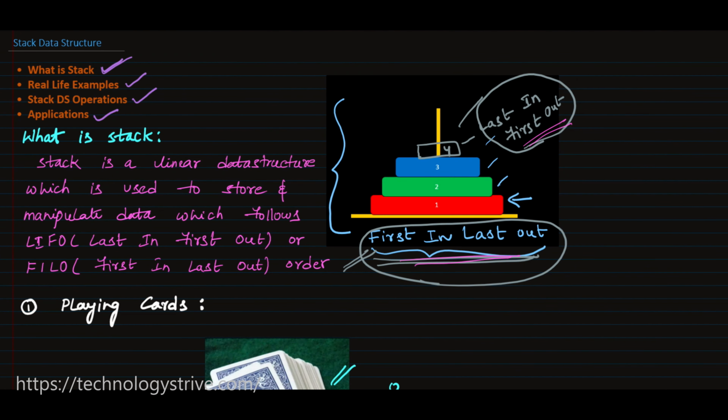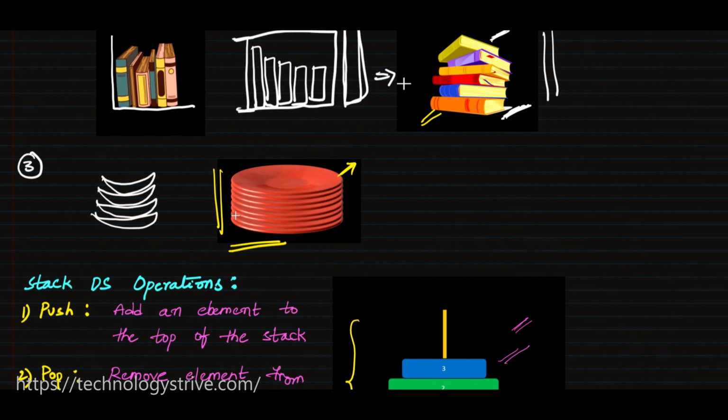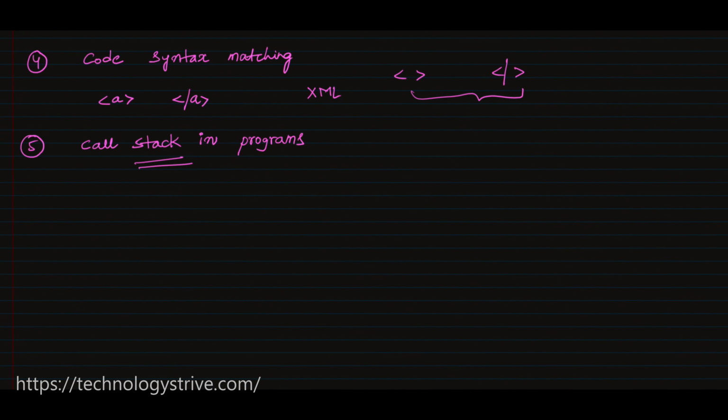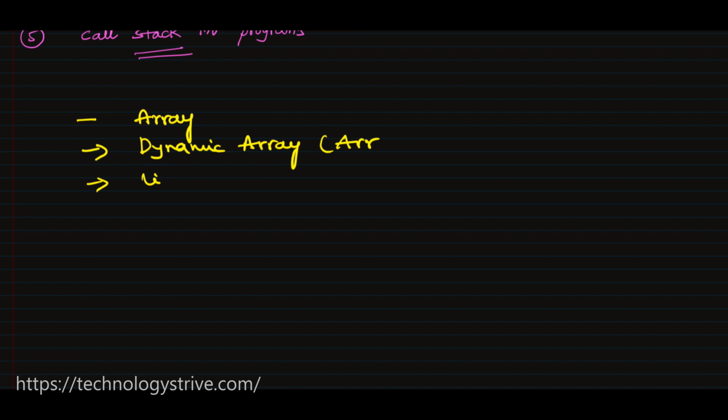So in this video, we have covered all the points, whatever we have mentioned here. In coming lectures, we will see how we can implement this stack data structure. The stack data structure is mainly implemented using arrays or dynamic arrays, which we can also call array list, or linked list. One after the other, we will see how we can implement the stack data structure using these basic data structures.